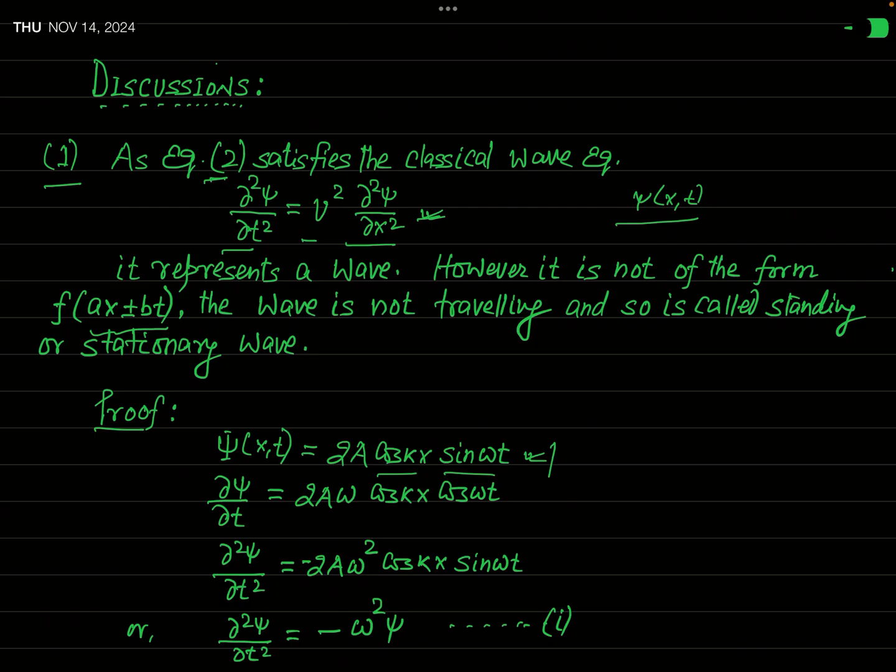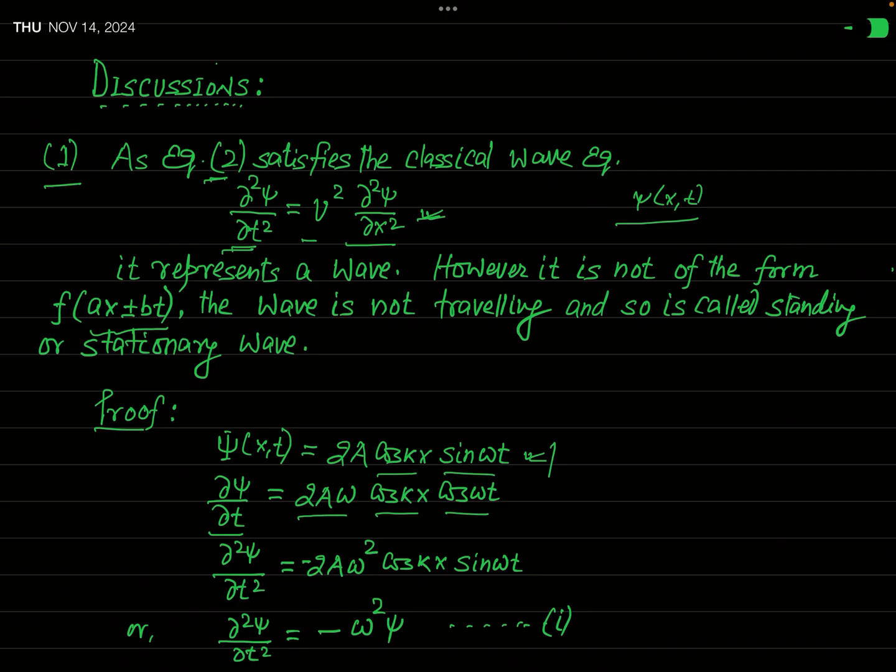We will simply find the second order partial derivative of psi with respect to t and x, and then we will check whether this equation gets satisfied or not. So let us find del psi by del t. You can see this equation. This will be simply 2a omega cosine of kx times cosine of omega t.